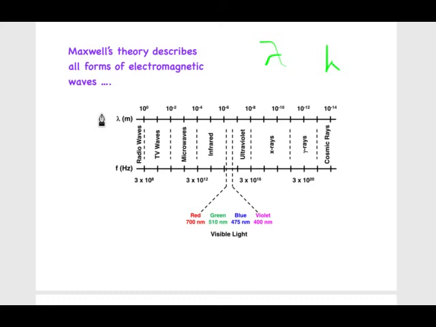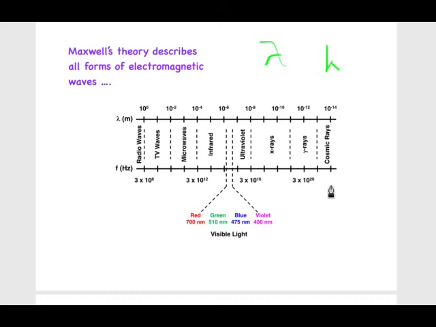So here's a figure from the book again. Here's a range of wavelengths from 1 meter to 10 to the minus 14 meters. And there's an equivalent range of frequencies from 3 times 10 to the 8th cycles per second, 3 times 10 to the 8 oscillations per second, or 3 times 10 to the 8 hertz, to, I guess, this would be 3 times 10 to the 24th cycles per second.